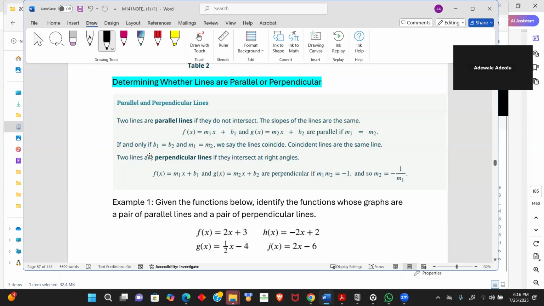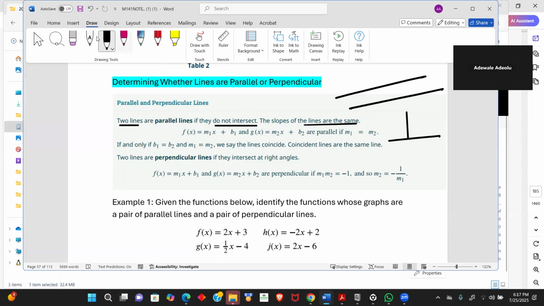Another concept we want to learn is how to determine whether lines are parallel or perpendicular. That is, if I have two lines, we want to learn if they are parallel or if they are perpendicular, if they meet at 90 degrees. How do we use this knowledge we just learned to do that? We say two lines are parallel if they do not intersect. Everybody should know that. The slopes of the lines are the same.